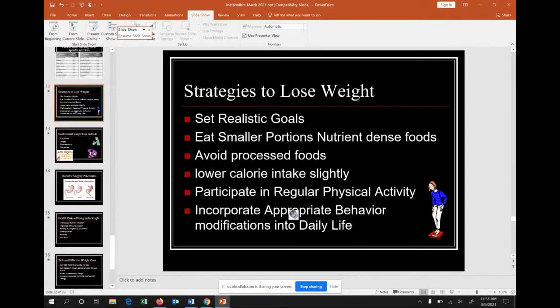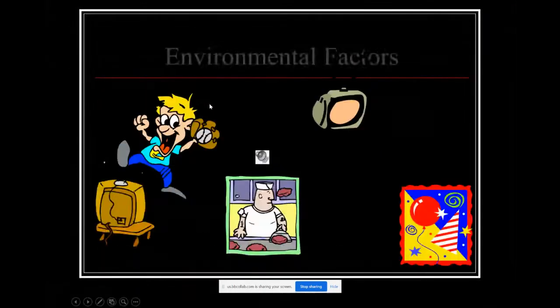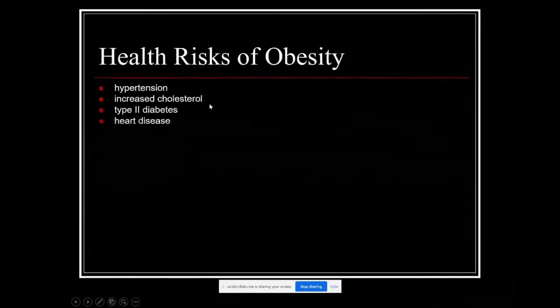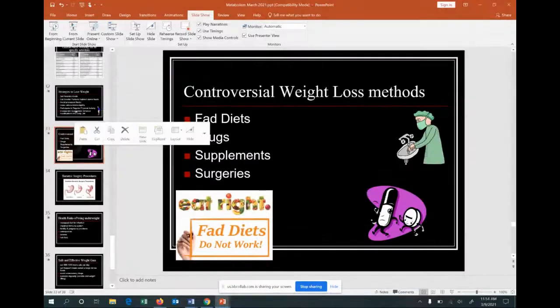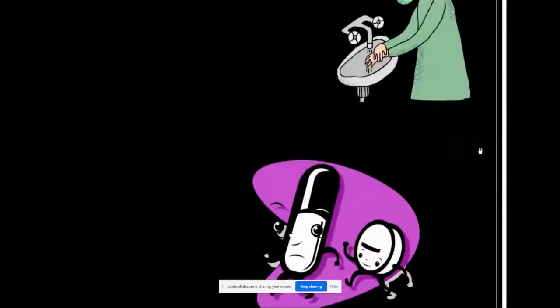I want to go over some controversial weight loss methods. And then the same thing with being underweight here. Sometimes people are trying to lose weight. Why did it go there? Hold on. Some people are trying to lose weight and they do things that might not necessarily be healthy to lose that weight.